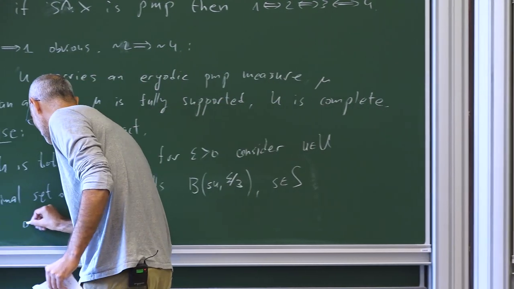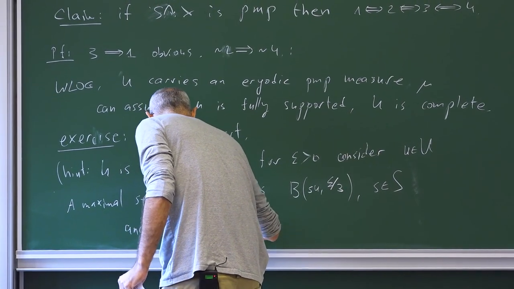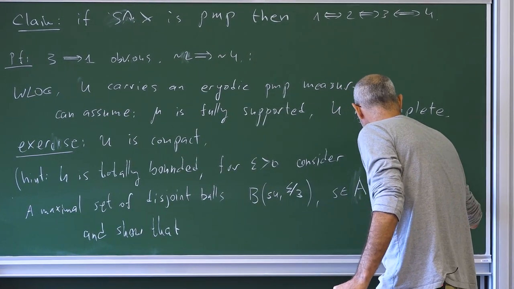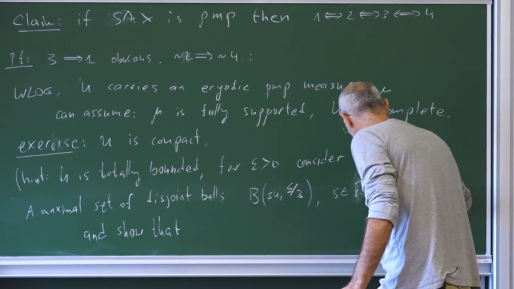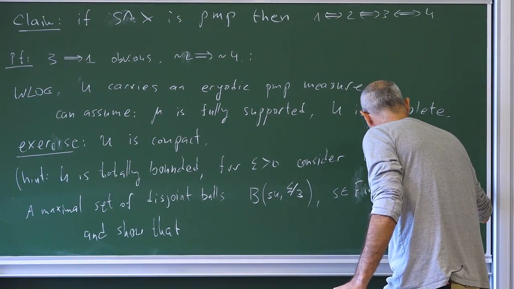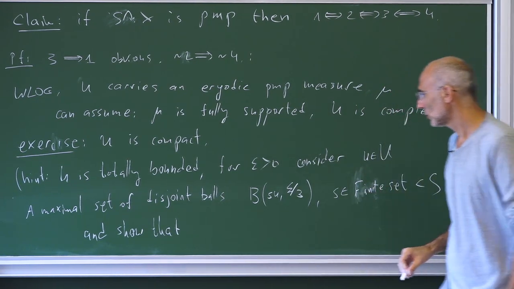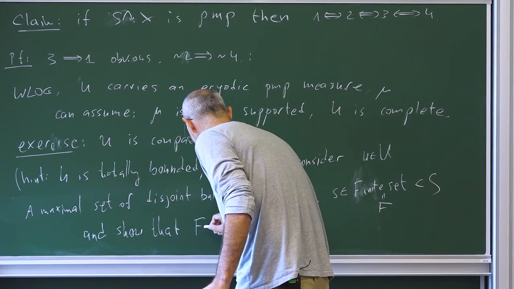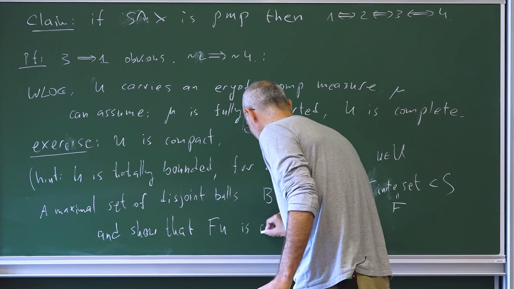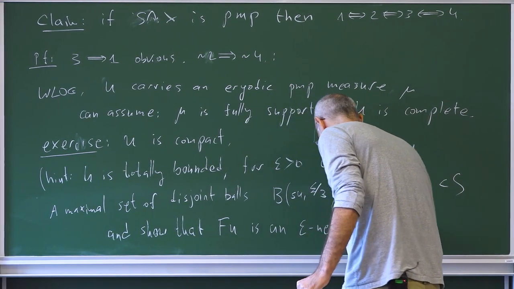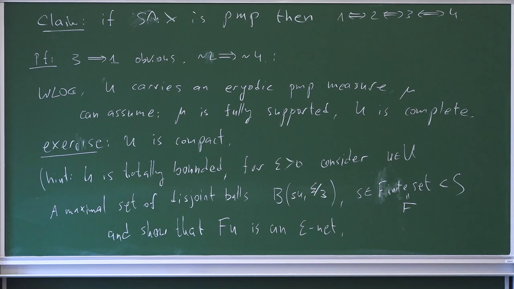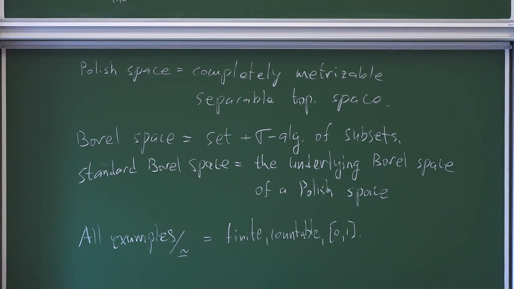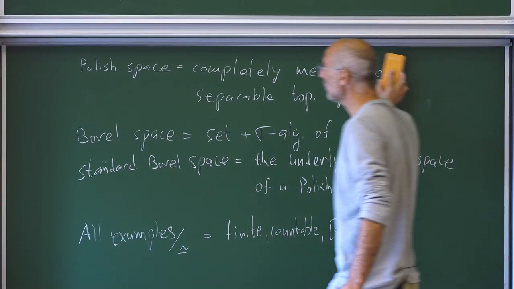And show that maybe s in some finite set F inside S, show that F u is an epsilon net. That's the exercise. With this exercise, then U is compact.